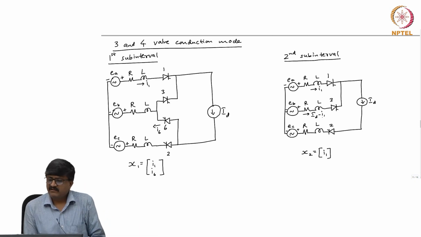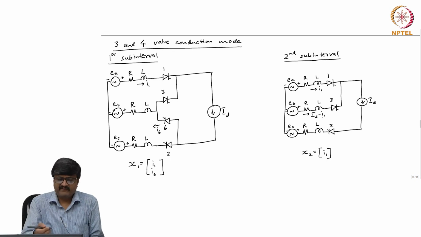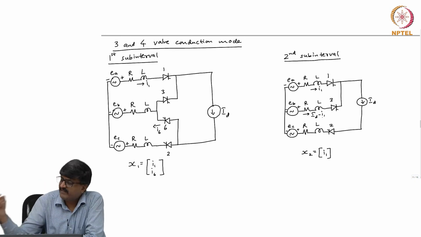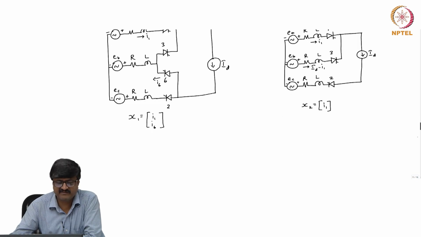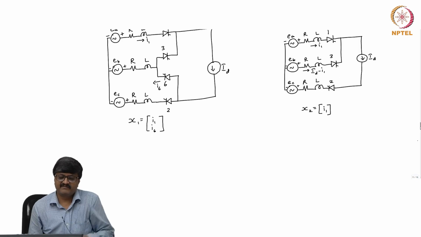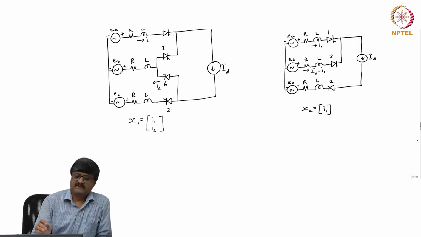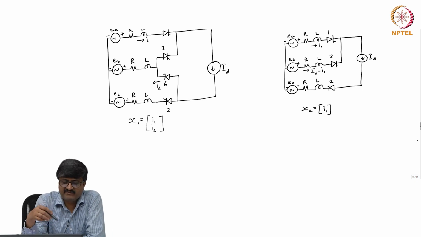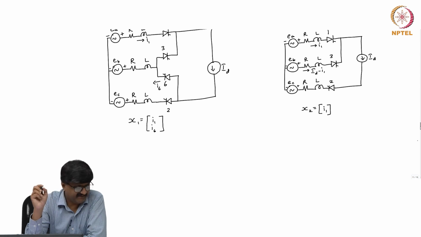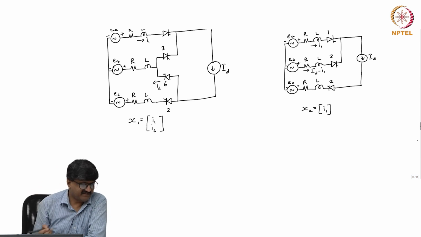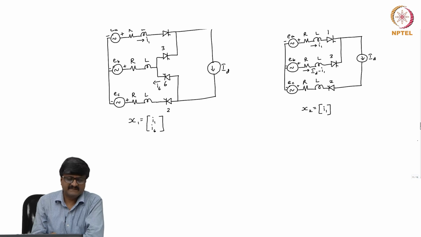So, the remaining quantities can be easily obtained if I apply Kirchhoff's voltage law. So, if I take the equivalent circuit of the first subinterval and apply Kirchhoff's voltage law, I have to find the two currents I 1 and I 6. So, there are 3 loops, one loop current is I d which is known. So, the other loop currents are to be determined.